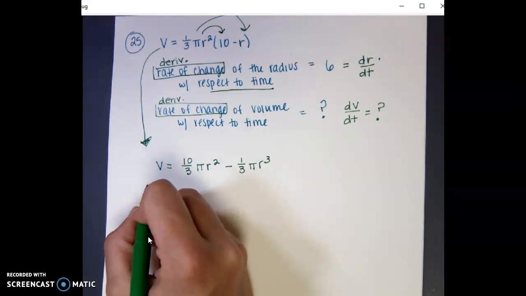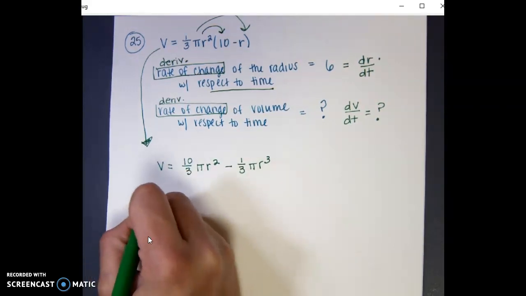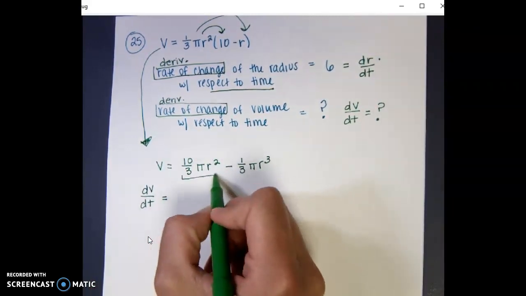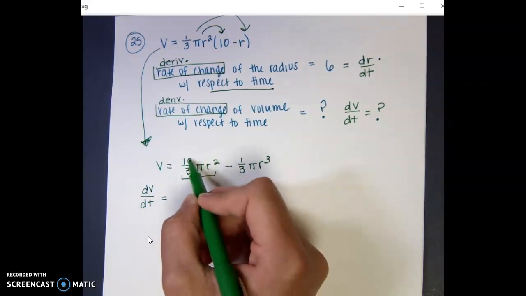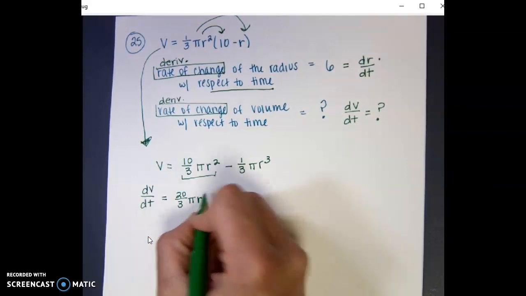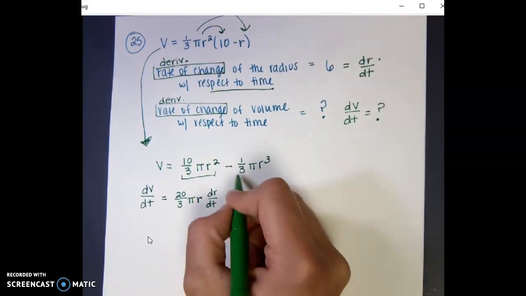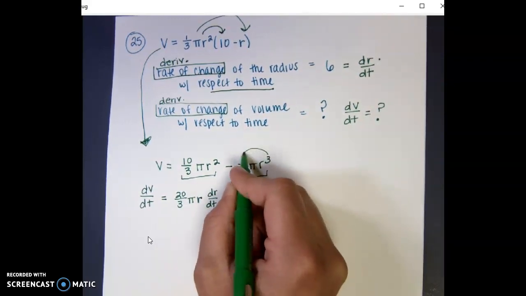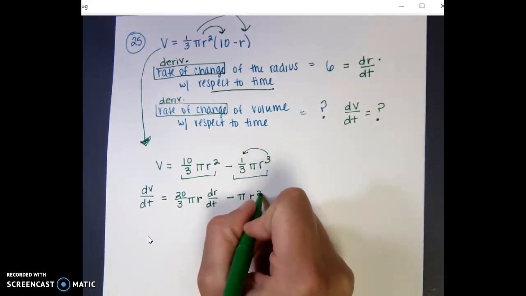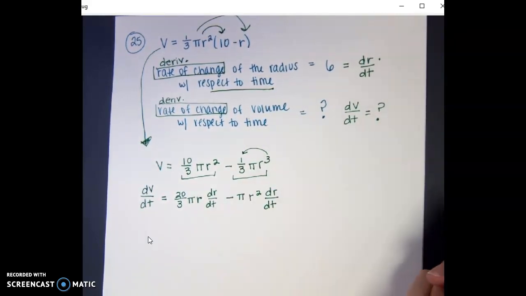So now I'm ready to find the derivative. The derivative of V would just be 1, but we're doing the derivative with respect to time, so you have to put dV over dt. Alright, the derivative of this first section: 2 times 10/3 will be 20/3 pi r. But then you have to write dr over dt beside that. And for the derivative of this part, 3 times the negative 1/3 will just be -1, so negative pi r squared. And since we're finding the derivative with respect to time, dr over dt.